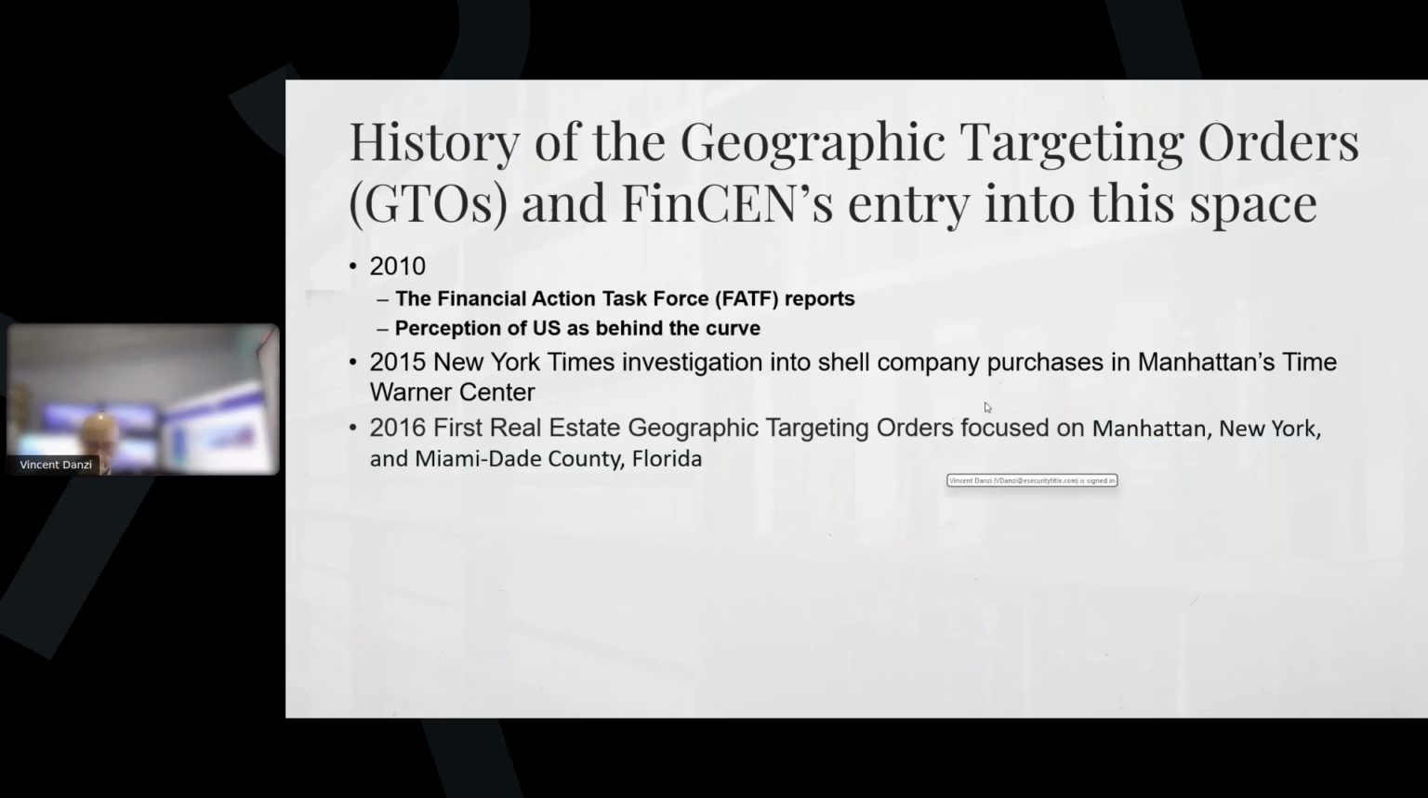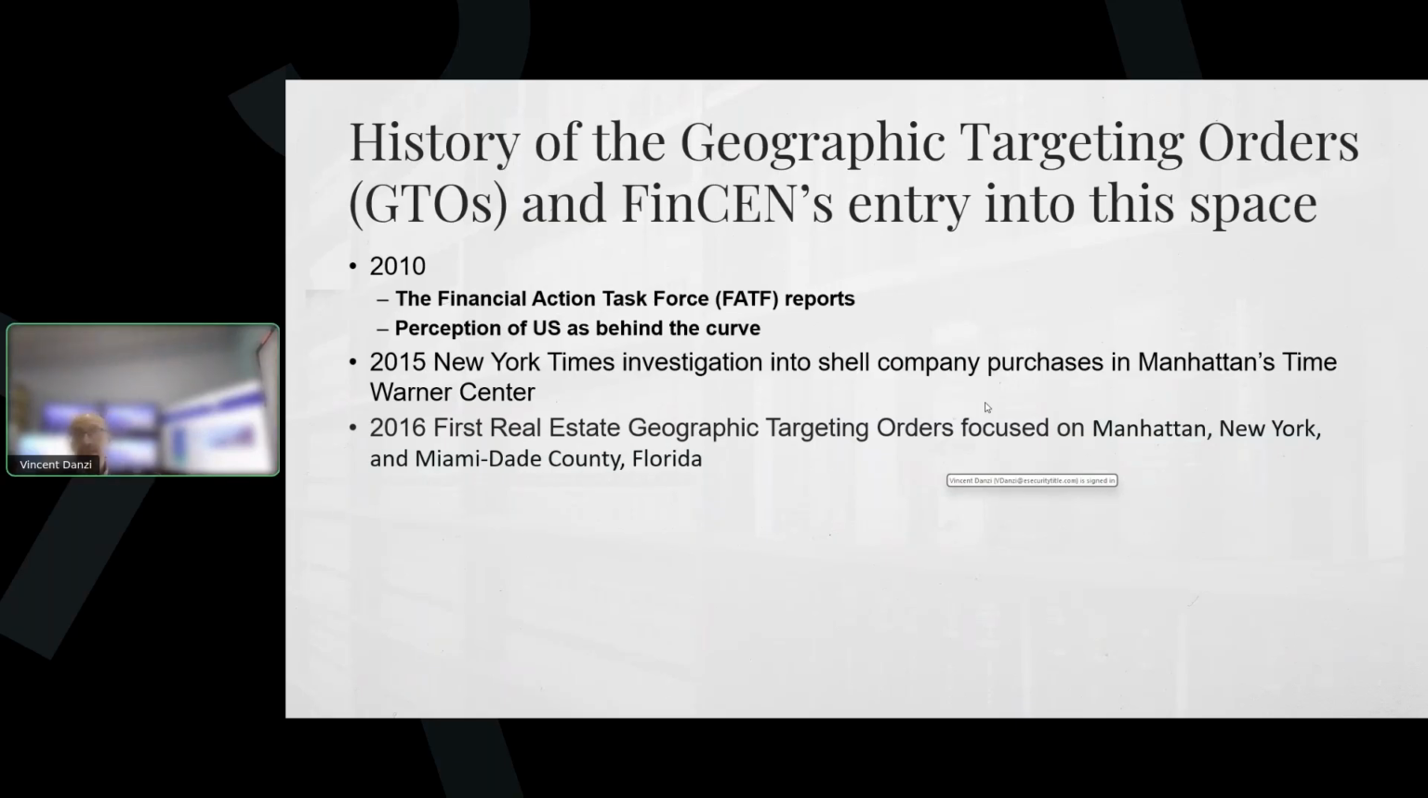Over time, they continued to expand these geographic targeting orders to cover properties in Texas, and Nevada, and California, and it was generally felt by FinCEN and by law enforcement that these GTOs were actually disclosing actionable information, and some crimes were actually prevented apparently by the information that was reported through these geographic targeting orders.